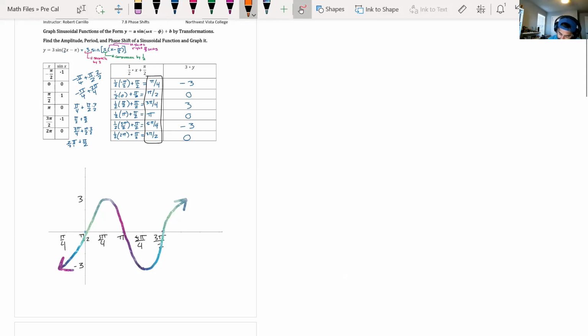So what is the amplitude of this graph? 3. What is the period of this graph? You put 2 pi over. What number is in front of the x minus pi over 2? 2. It's always over omega. So it's 2 pi over 2, so we get a period of pi. And then my phase shift is x minus pi over 2, or a horizontal shift to the right by pi over 2 units. And there we go.